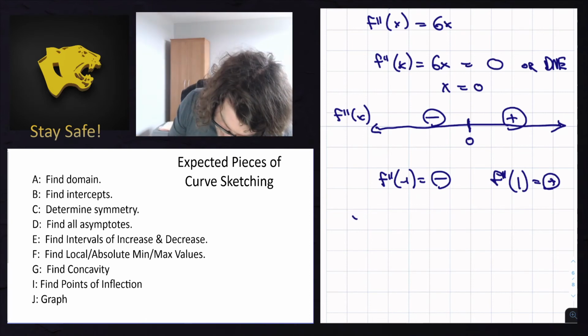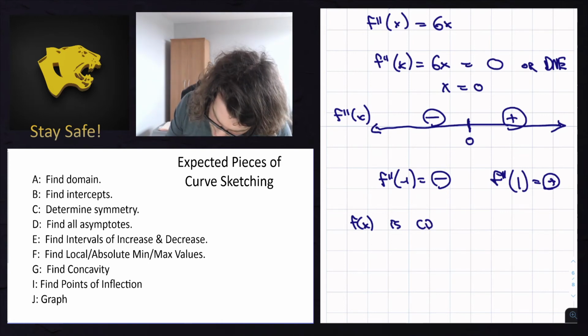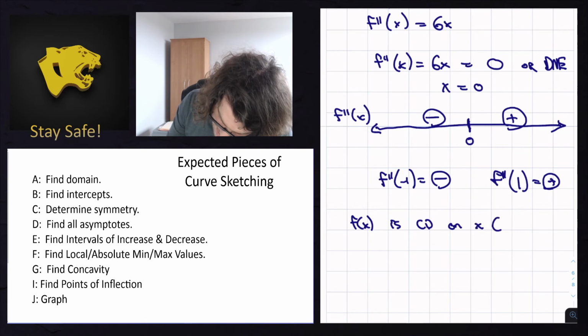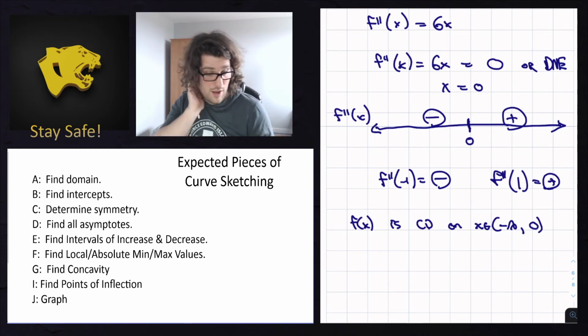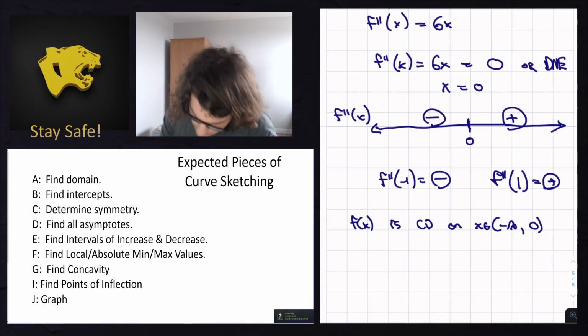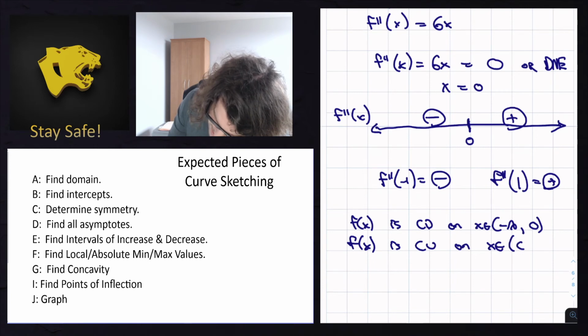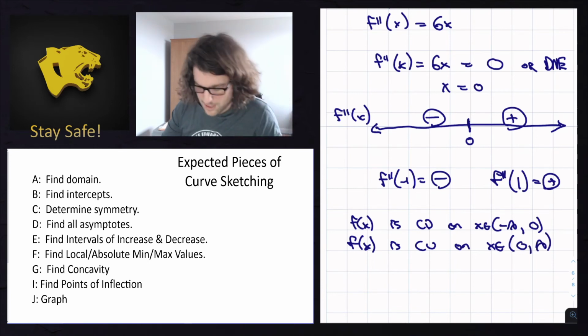So the original function is concave down. I'm okay with just saying CD or CU. So it's concave down on x, which is an element from negative infinity to 0. I should mention this: non-inclusive, because the zeros don't count as positive or negative. So round brackets on both sides. So f of x is concave up on x, an element from 0 to infinity.